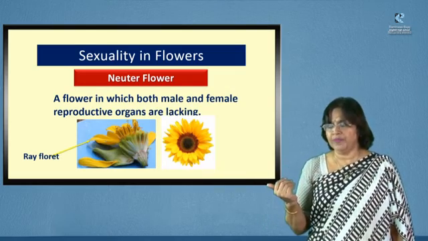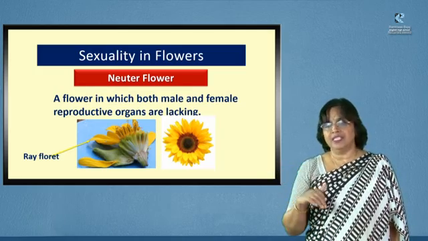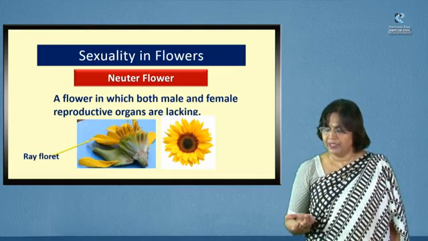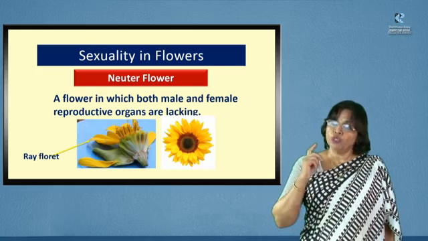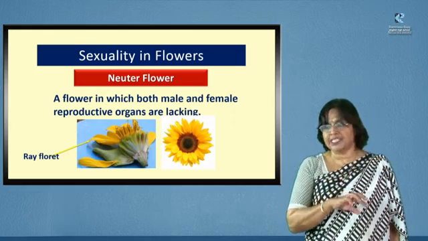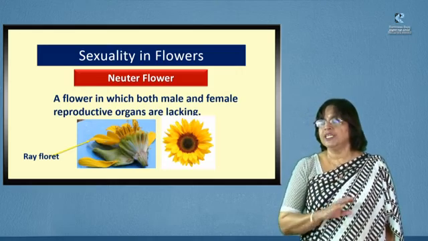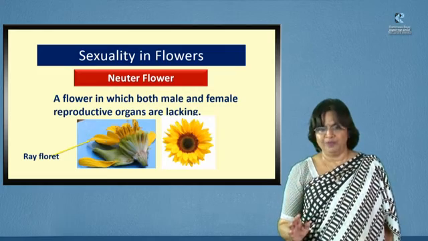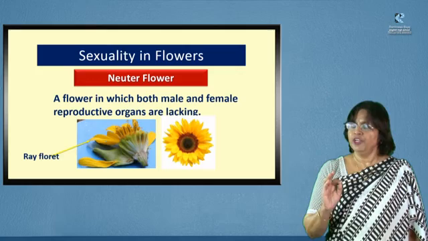This ray floret is an incomplete flower in the sense it does not have an ovary at all. It does not have ovules, it does not have pollen grain to be produced. But it is also a neuter flower. It is not staminate, it is not pistillate. It is a neuter flower because it is not able to produce either pollen grains or ovules. So, the ray floret of sunflower is the best example of a neuter flower.